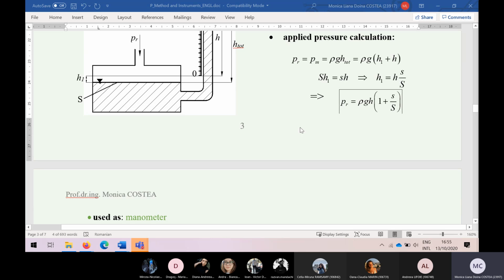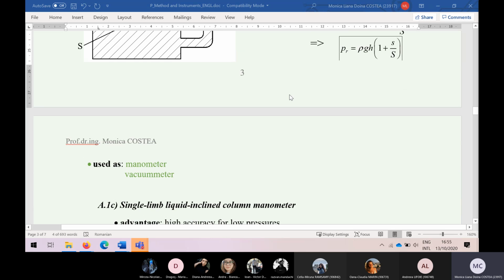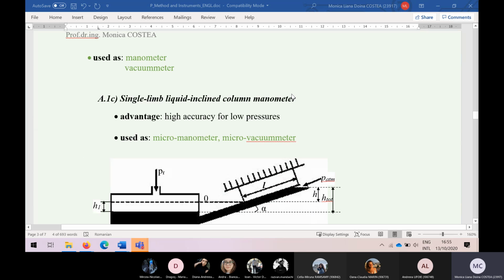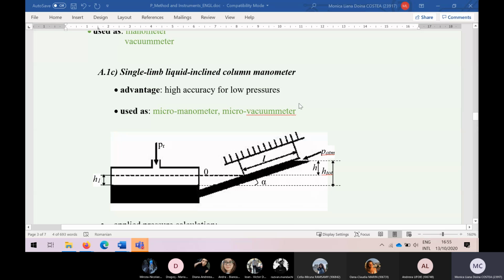All right, I think that we discussed enough about it. Let us pass to the last, not the last one, the third one, which is the same liquid inclined column manometer. Why do we use this? Because it's the only one which can measure low pressures, order of magnitude millimeter water column. And you have seen the power, if I can say like this, of this 1 millimeter mercury water column.